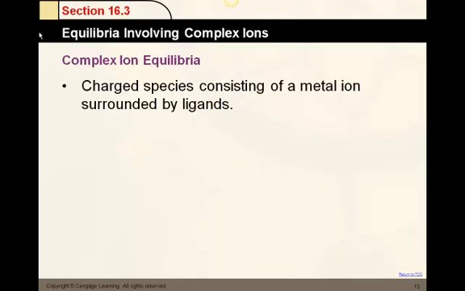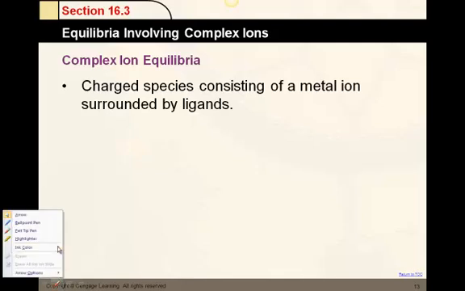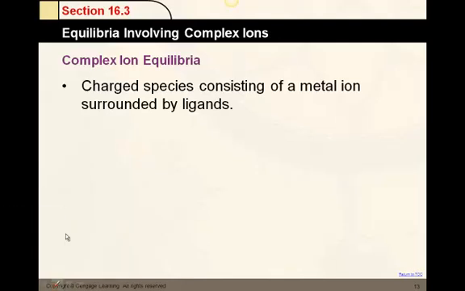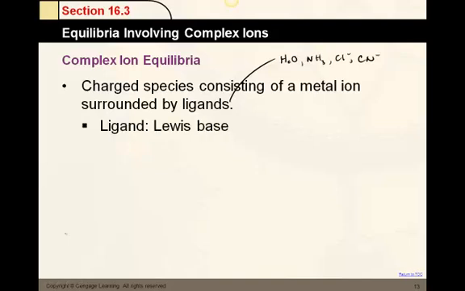What are ligands? Ligands are different substances that are attached to the metal ion, often Lewis bases. Good examples of ligands are water, NH3, halogens like chlorine, and negative polyatomics like cyanide. These ligands have lone pairs of electrons that they can donate in a bond. Remember, the ligand is a good Lewis base.